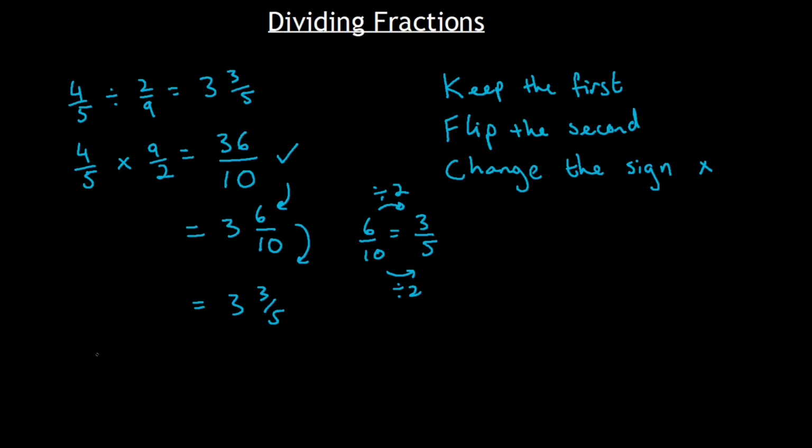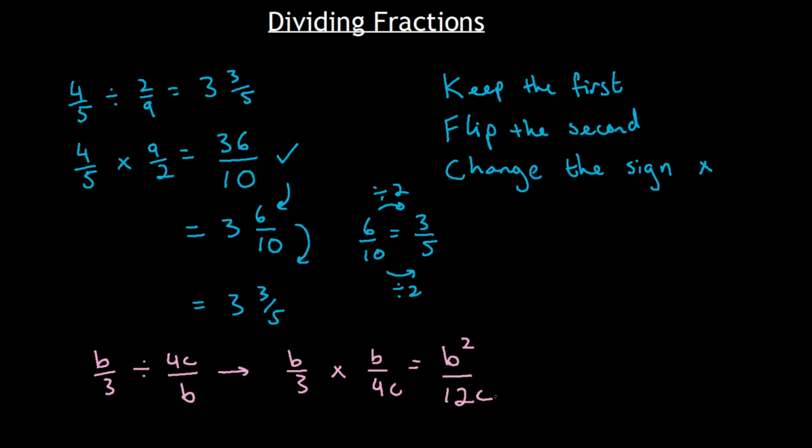Now let's have a look at just one last one, which is the algebraic one. So say we had b/3 divided by 4c/b. Right, let's take this to this side here. So keep the first, b/3, flip the second, that would be b/4c, and then multiply. So b times b is b squared, 3 times 4c, 3 times 4 is 12, so that would be just 12c. Can I simplify it? I can't really. I've got b and a c, I've got a number, there's nothing I can do, so leave it there.